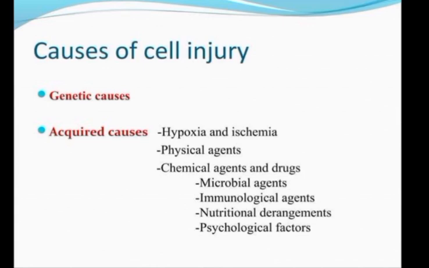Examples of genetic causes include Down syndrome. In this, there is an extra chromosome. Our body contains 46 chromosomes, 22 pairs of normal chromosomes and one pair of sex chromosomes. But in Down syndrome, there will be one extra chromosome, so the total chromosomes will be 47. Sickle cell anemia is caused by a mutation in the hemoglobin gene, which leads to abnormal RBCs.